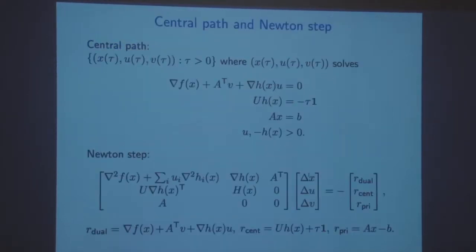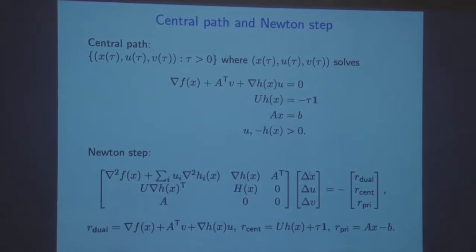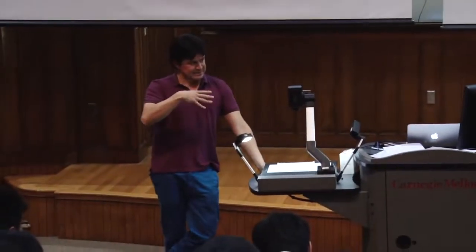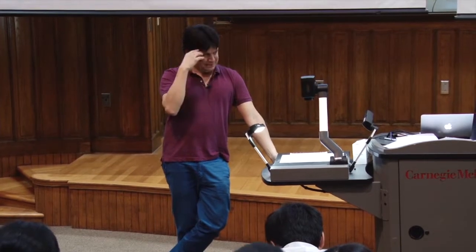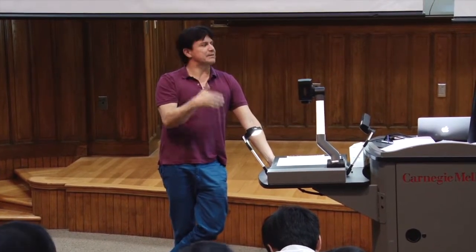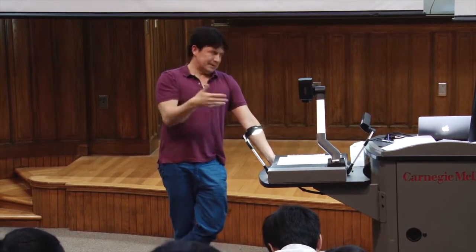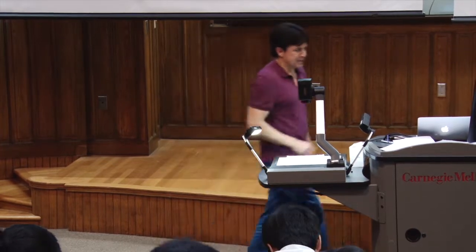So with that, I'm going to close this chapter today. On Wednesday, what I will tell you about is how we can take very similar ideas to semi-definite programming. And then it's the same idea, proximity to the central path, Newton step, and a primal dual scheme. So we'll talk about that on Wednesday.